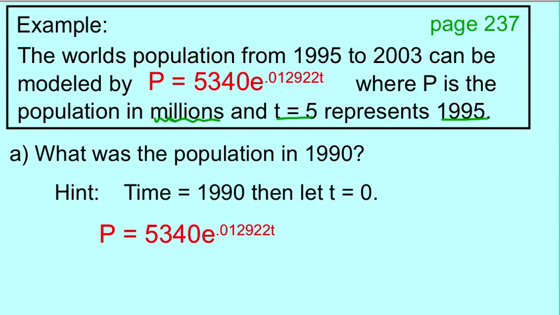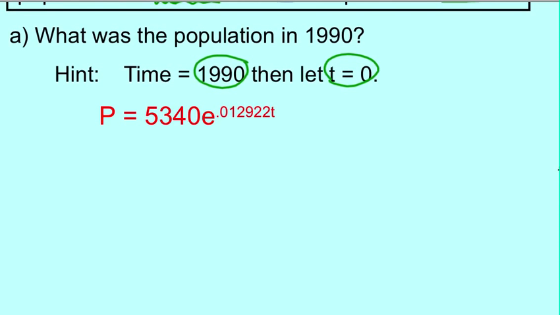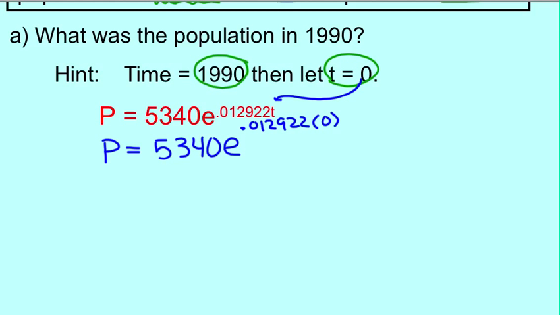Question A, what was the population in 1990? So 5 years prior. So the hint, in 1990, our time has to equal 0. The reason why, if we say t equals 5, and that's 1995, so if we go backwards 5 years, we're at time equals 0. So we're going to go ahead and substitute 0 in for t and solve this equation. So we say P equals 5340 e raised to that decimal value there, and then plug in a 0.